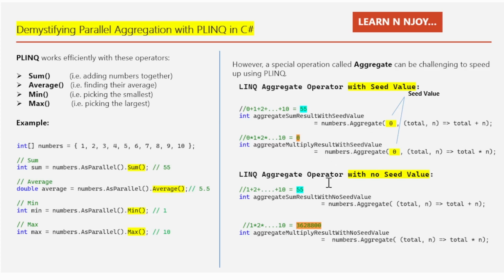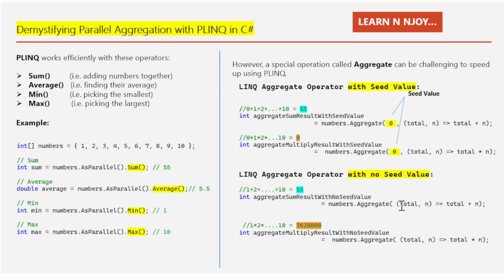Now let's see the LINQ aggregate operator with no seed value. In this section, the aggregate method is used without a seed value. The aggregate method iterates over the elements in the number array and performs the specified aggregation operation without a predefined initial value, because here we are not going to provide any seed value. So it will start from the given number starting position, right? For example, number is 1 to 10. It will just start with 1 plus 2 plus 3 plus 4 up to plus 10 equal to 55, that we are going to receive.